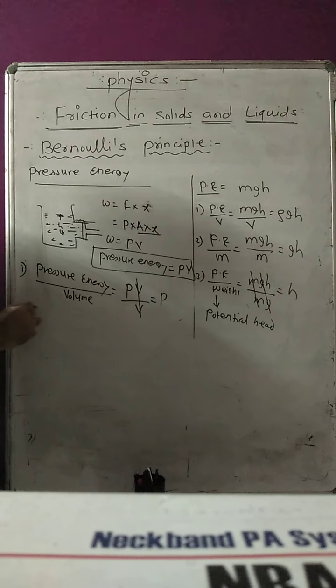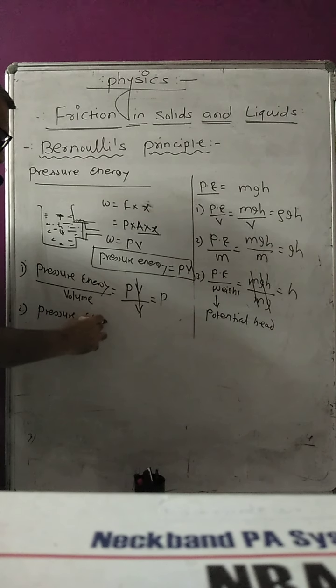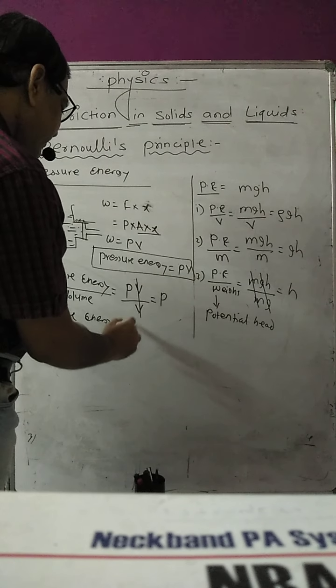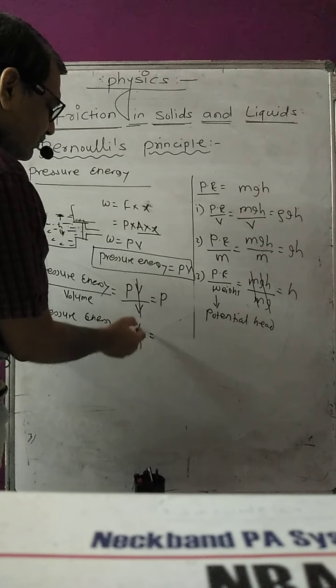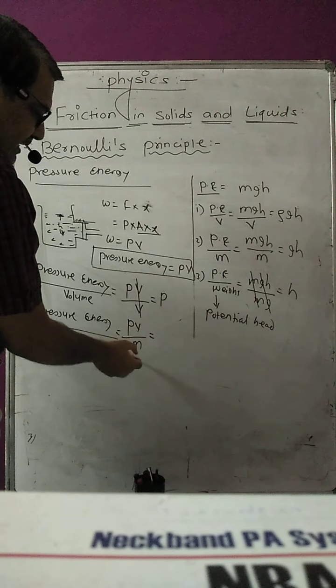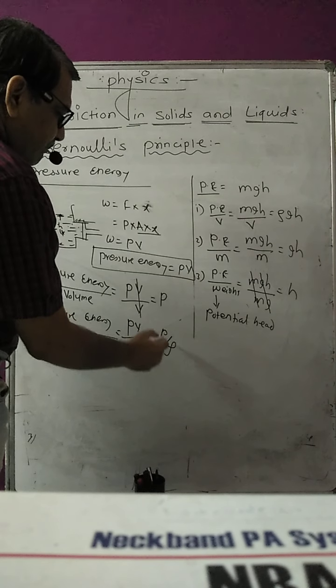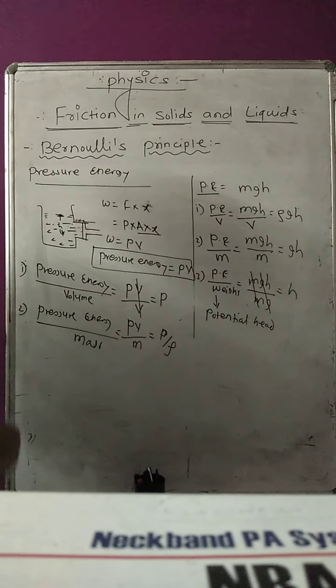Second point, if I want to find the pressure energy per unit mass, the formula is PV upon M. Volume upon M: I will take the volume down, so mass upon volume means density. It is P by rho. That is the second parameter.